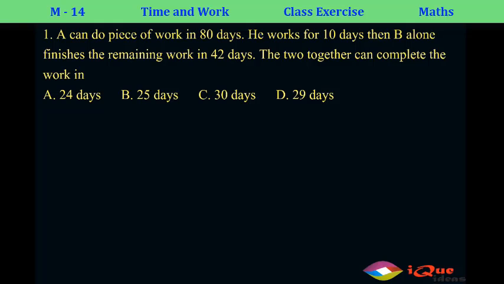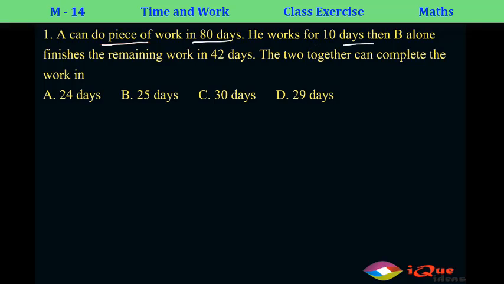Now we'll take up questions from exercise M14, which is an exercise based on the topic called time and work. Alright, let's see the first question. It says A can do a piece of work in 80 days. He works for 10 days.